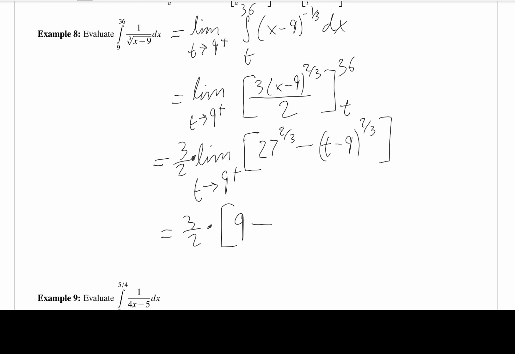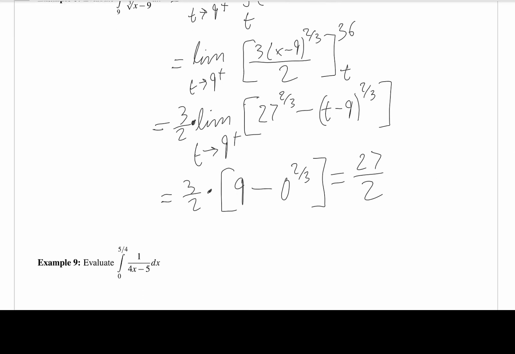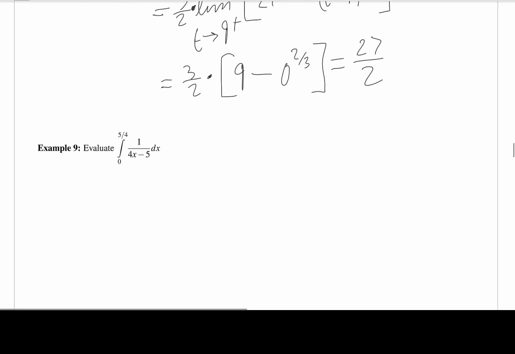Minus, now we have a t. This t is going to be approaching 9 from the right. So we're going to be looking at what happens as our t values are something like 10, 9.5, 9.1, 9.01, on and on and on. Well, as I'm plugging those numbers in here, we're going to be approaching 0. So we'll have 0 to the 2/3, which is just 0. And so this will give us 27 over 2. And so that tells us that our integral converges to 27 over 2.